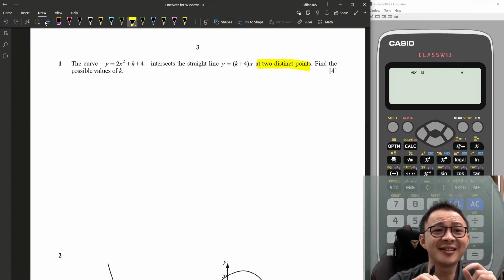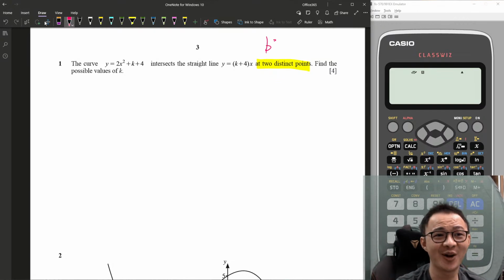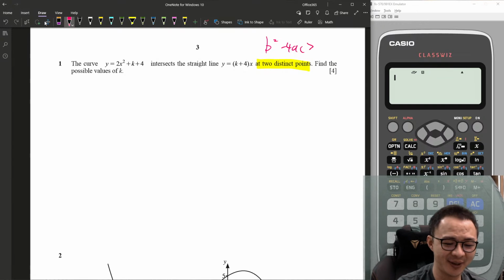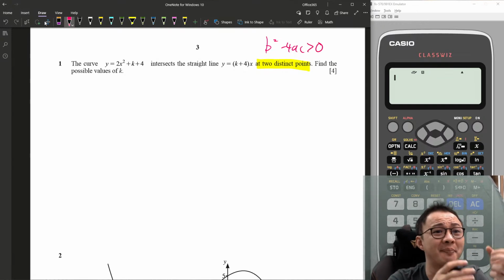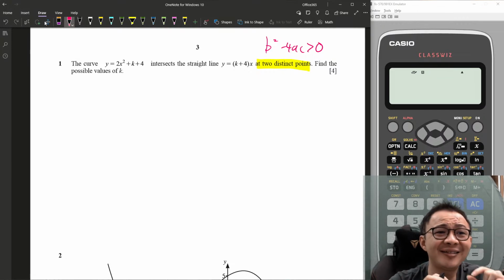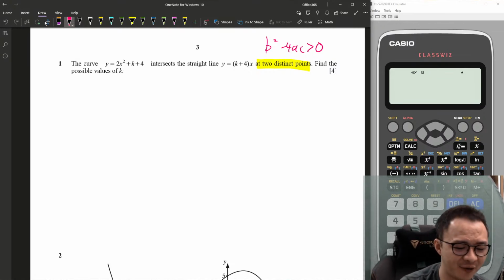Two distinct points means the curve will touch the straight line at two different points. Two different points means b squared minus 4ac bigger than 0. But a lot of students will straight away take the a, b, c. You can't do that when there's a y there. What you need to do is substitute the y back in. So I will sub this y into this y.